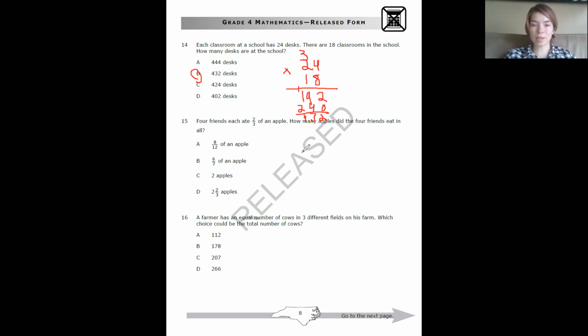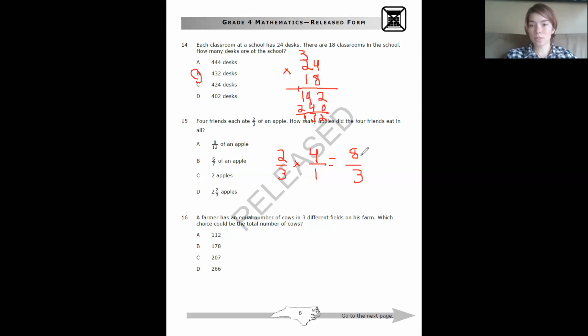4 friends each ate 2/3 of an apple. How many apples did the 4 friends eat in all? So if each friend ate 2/3, we want to multiply 2/3 by 4. And remember that we can write 4 as 4/1. So if we do 4/1 times 2/3, 2 times 4 is 8. 3 times 1 is 3, so we get 8/3.